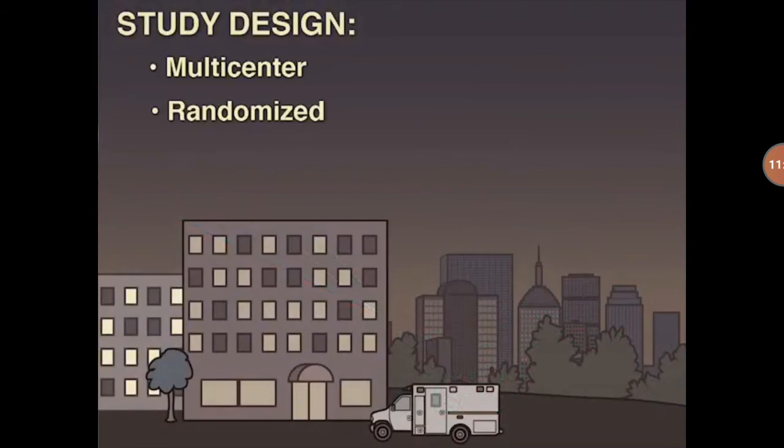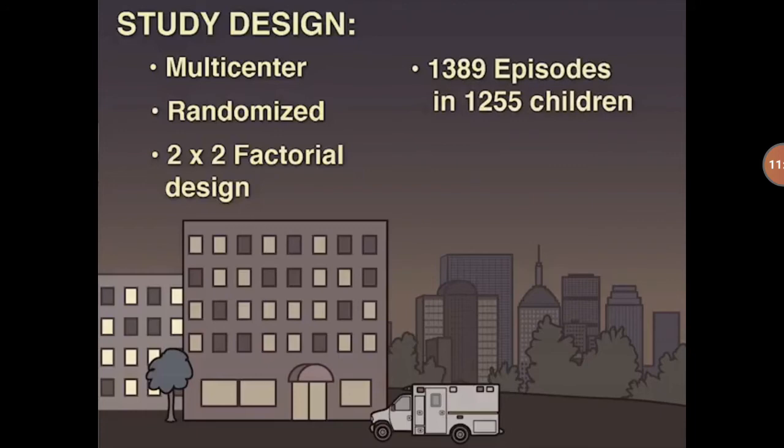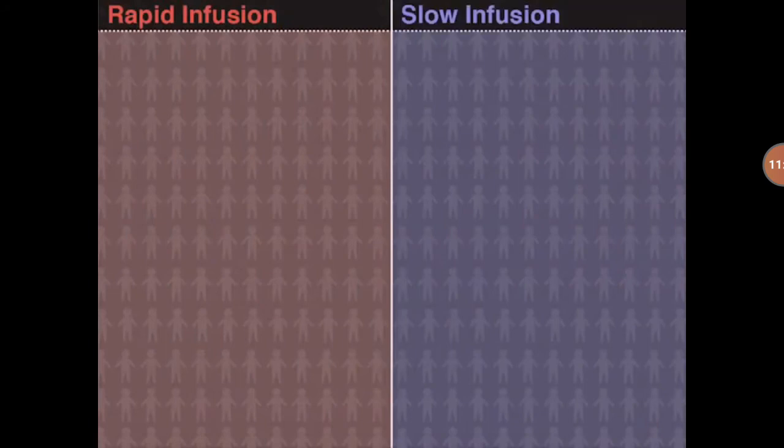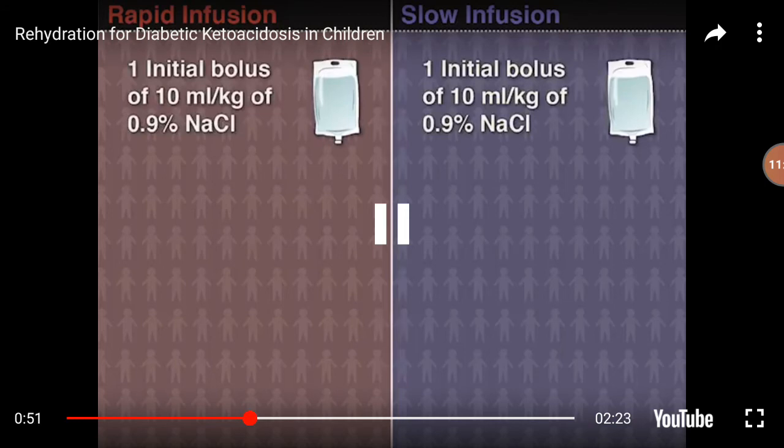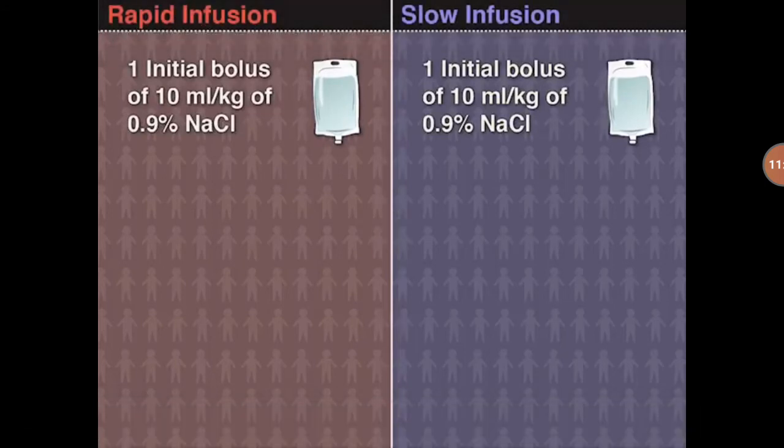In a multicenter randomized clinical trial with a 2x2 factorial design, investigators evaluated 1,389 episodes of diabetic ketoacidosis in 1,255 children from 13 urban emergency departments in the United States. The children were assigned to either a rapid or a slow infusion strategy, and all received an initial bolus of 10 milliliters of 0.9% sodium chloride solution per kilogram.